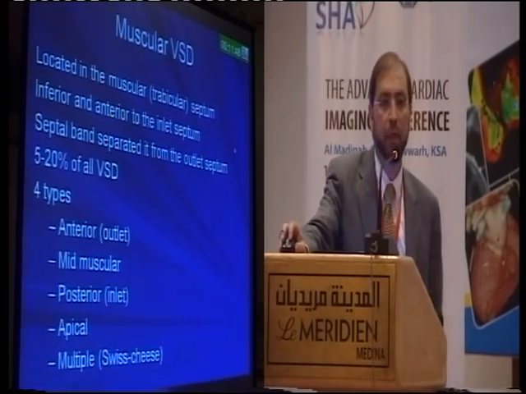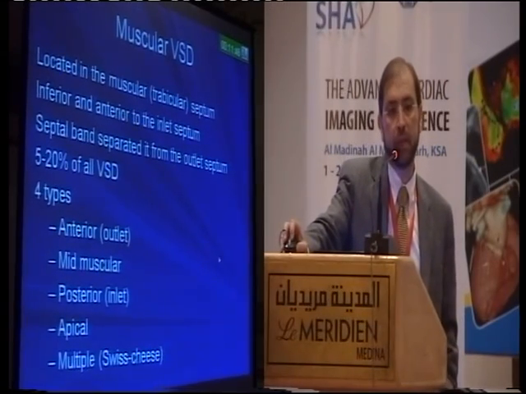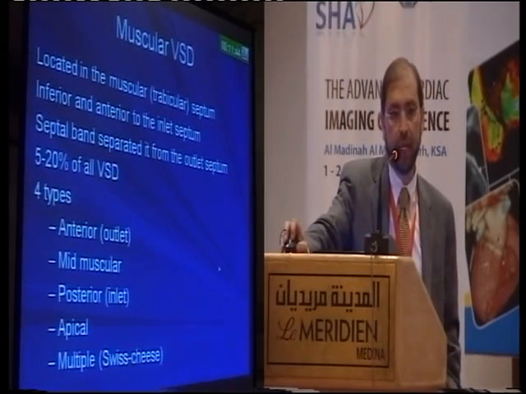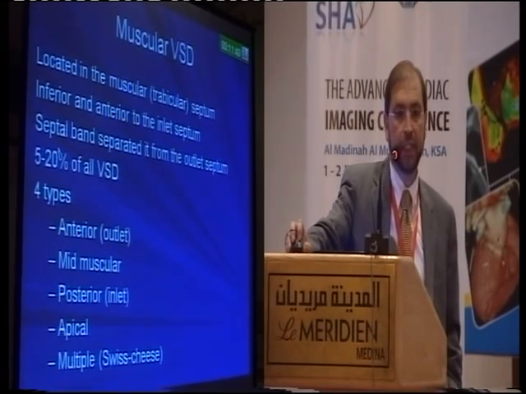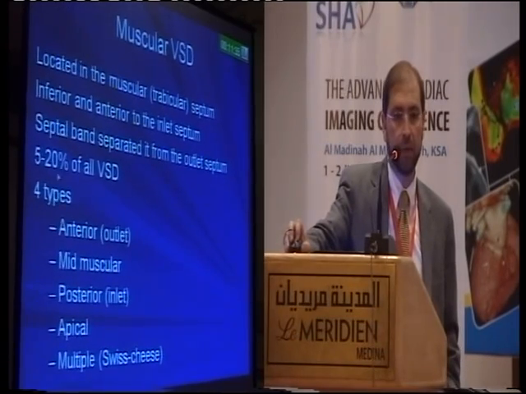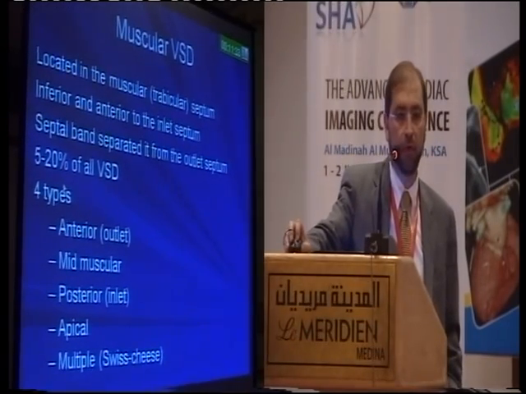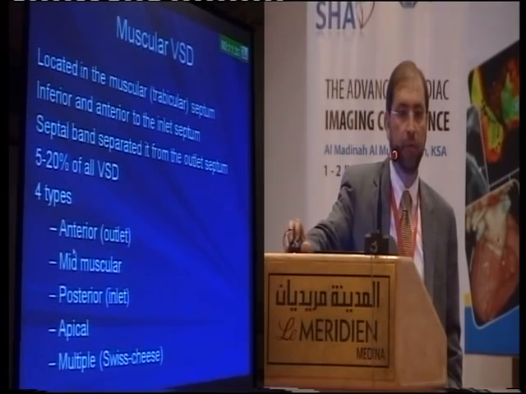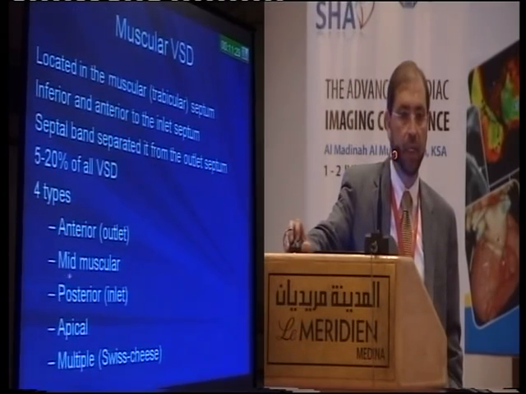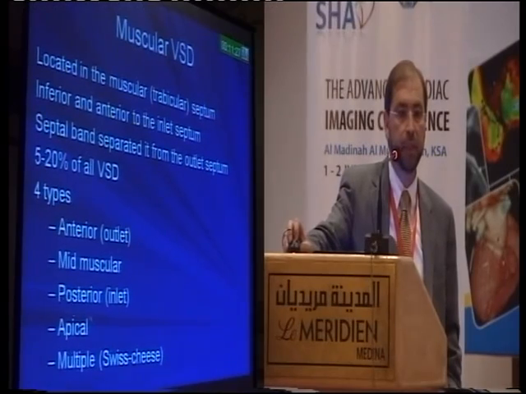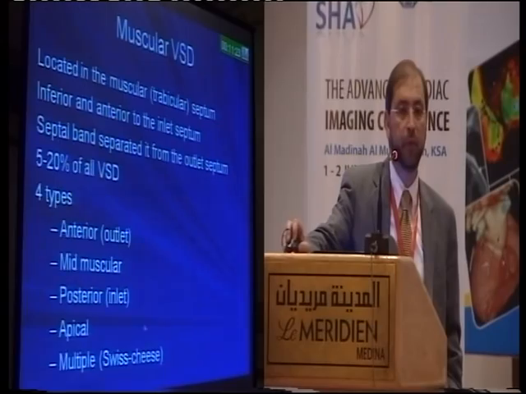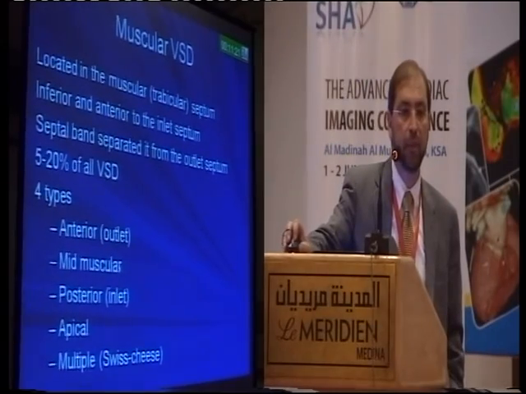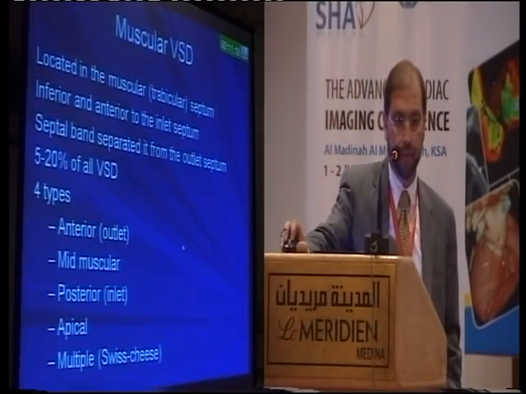Now moving to the muscular VSD, it's located in the muscular septum, inferior and anterior to the inlet VSD. And usually the septal band separates it from the outlet septum. It accounts for about 5 to 20% of all VSDs, and it has mainly four types: anterior muscular, mid-muscular, posterior muscular, and apical muscular. And of course, the multiple VSDs can be a combination of all of the above.